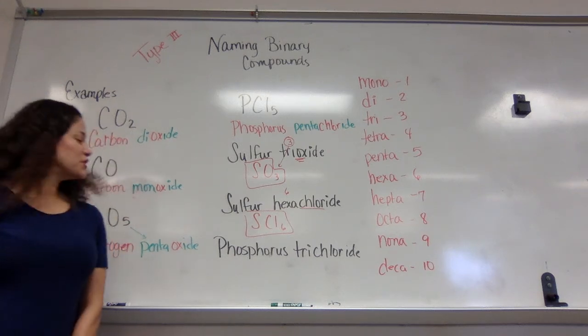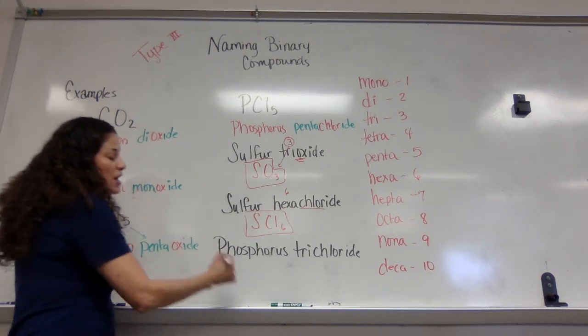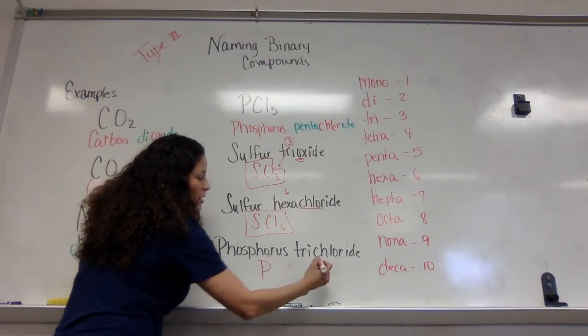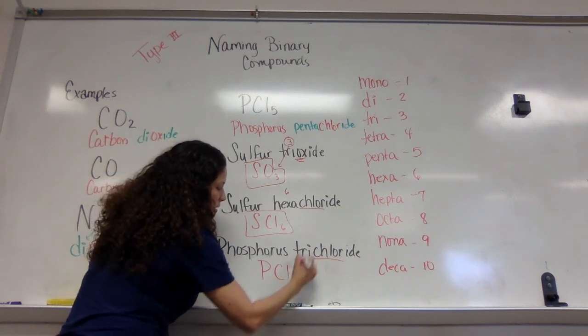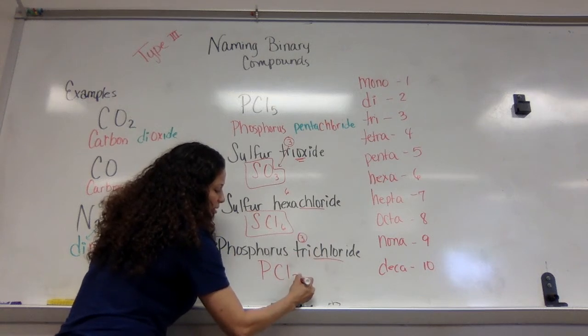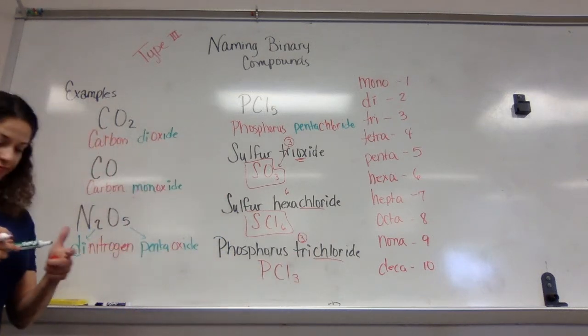Last but not least, phosphorus trichloride. The symbol for phosphorus is P. I know this is the root for chlorine. Tri means 3. So I have PCl3.